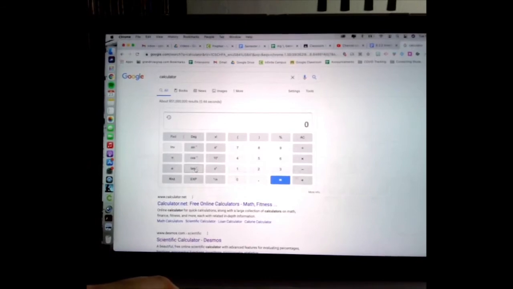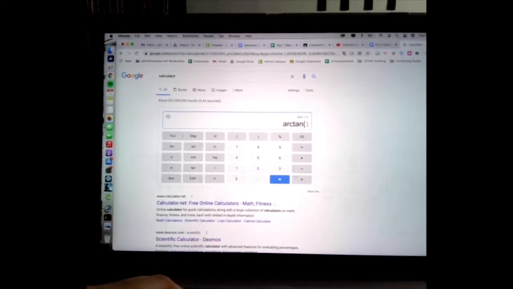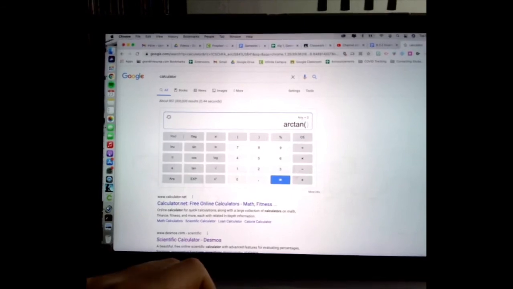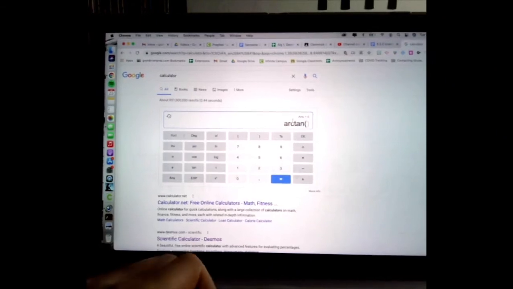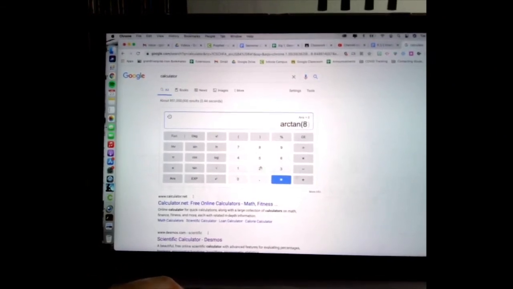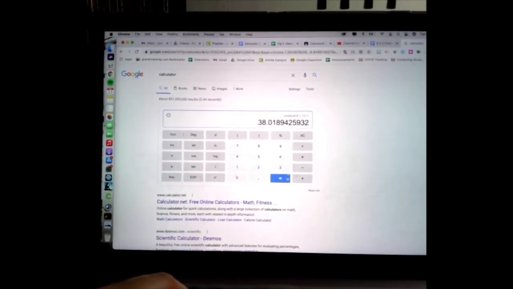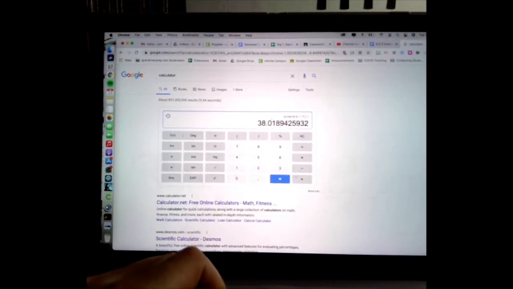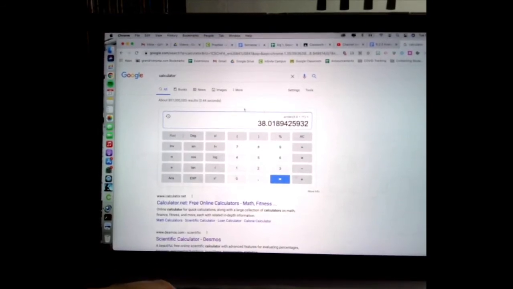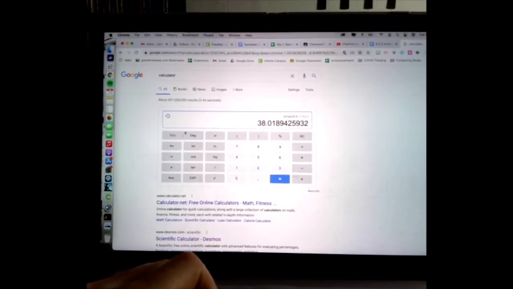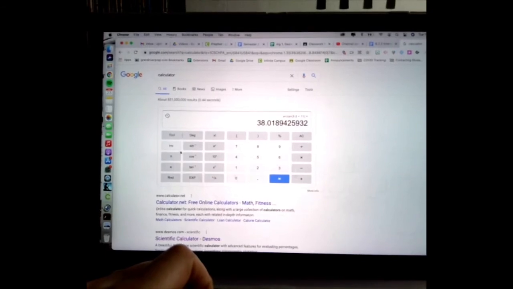So I again wanted the tangent inverse, and this arctan means the same thing as tangent inverse. So don't get thrown off if it says that. That's totally normal. You don't need to know what it means. We're going to use the inverse symbol, not this. And I needed to type in 8.6 over 11. And I again get 38.0, and I'm going to round that. So this is how you use the Google calculator. So the important things are make sure it's in degrees, and then this inverse button shows you your inverses.